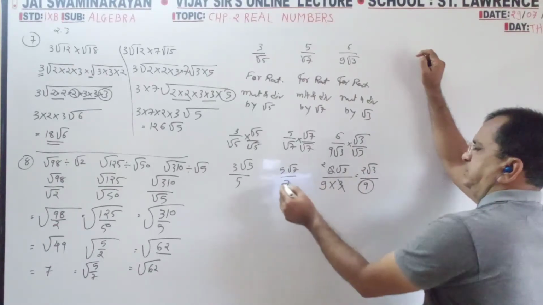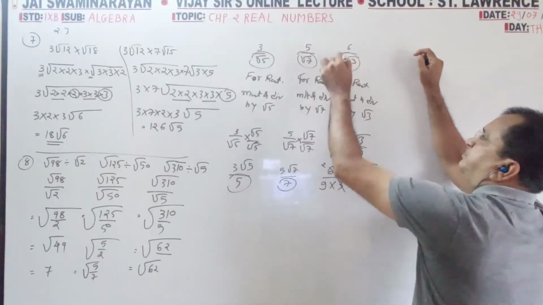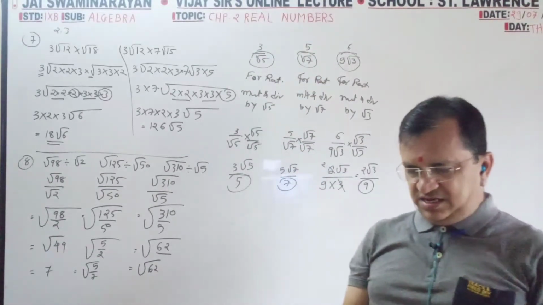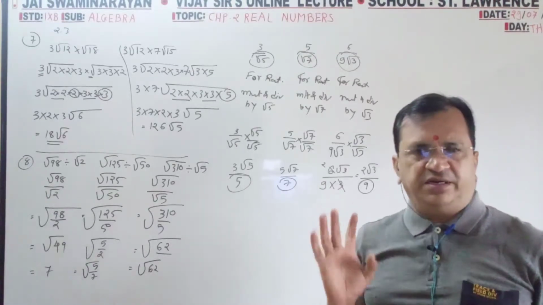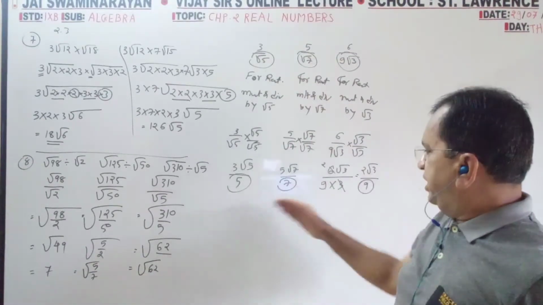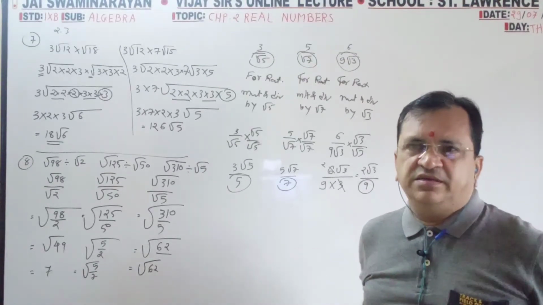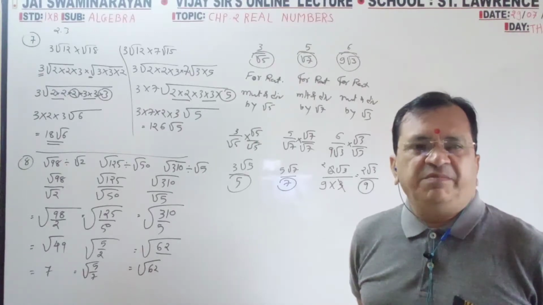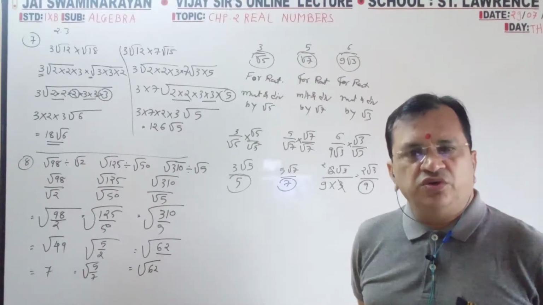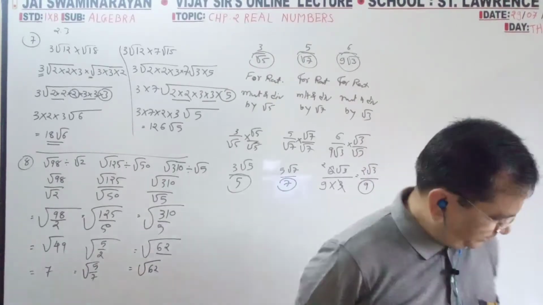See. Observe. Previously there was a root in the denominator. At the end there is no root in the denominator. Hence we have rationalized, means we have removed the root from the denominator. Understood?